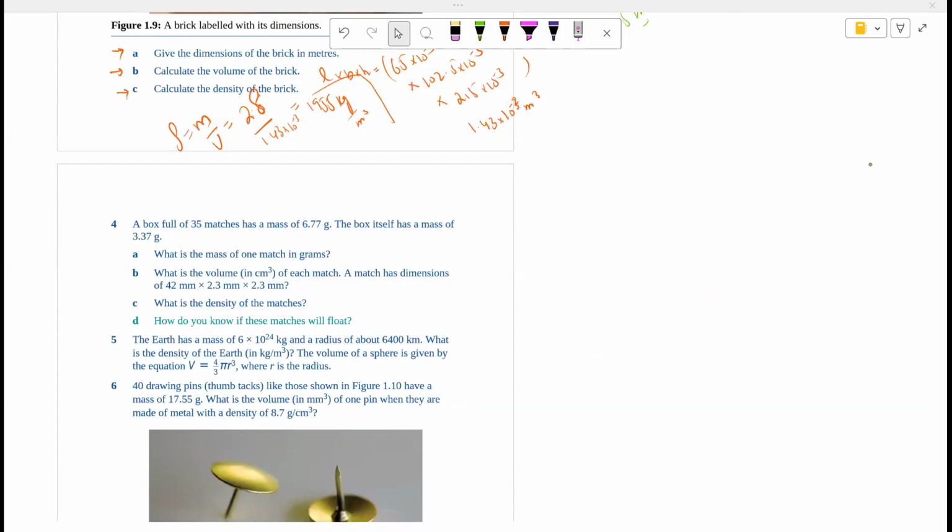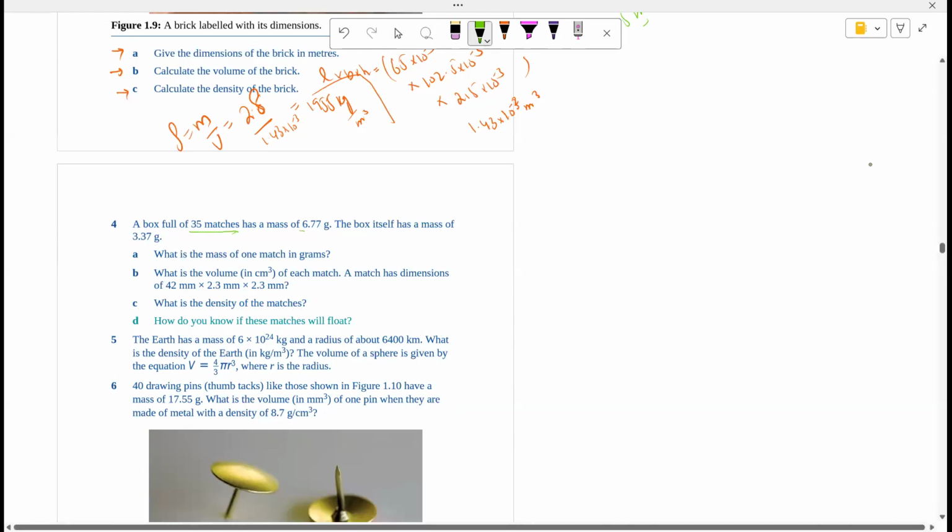Last question. They have said that there are 35 matches of a total mass of 6.77. The box itself has a mass of 3.37 grams. We need to calculate the mass of one match. सबसे पहले हम मैच बॉक्स के मास में से टोटल मास को क्या कर लेंगे? माइनस। This would give us an answer of 3.4 grams.